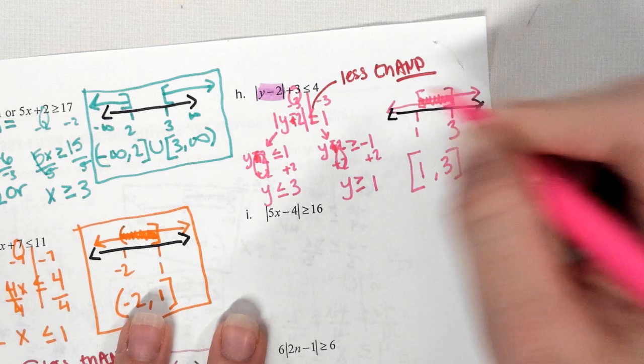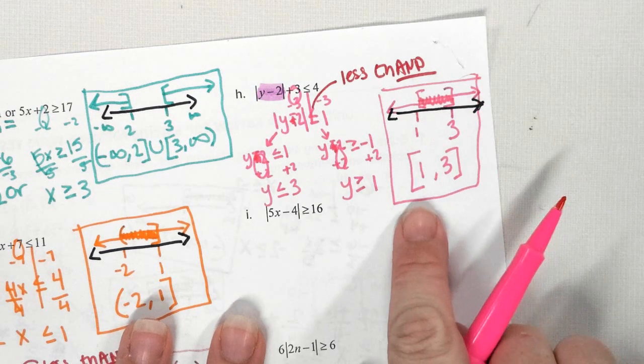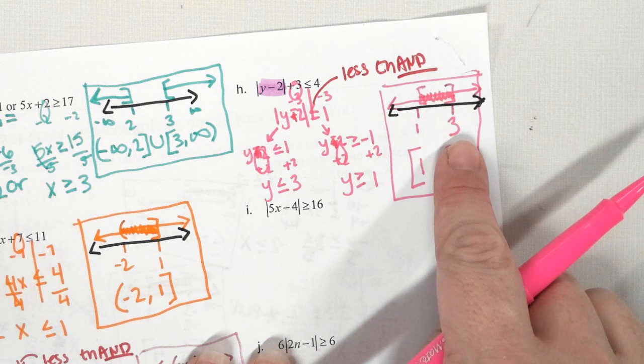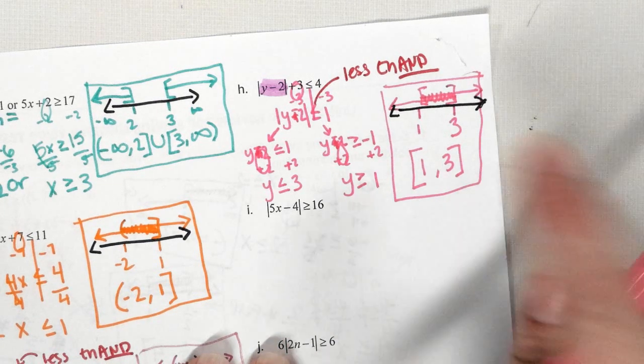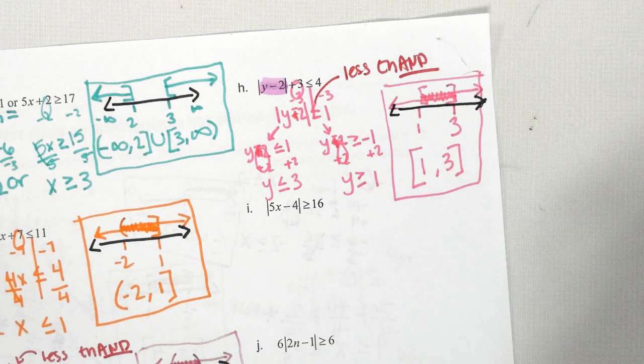Now I want you to realize 1 is a solution here. And I know that because it's a square bracket. 2 is a solution here because it's inside where it's shaded. 3 is a solution here. 1.5, 2.5, 2.7, okay, all the things in between, including 1 and 3, are solutions.